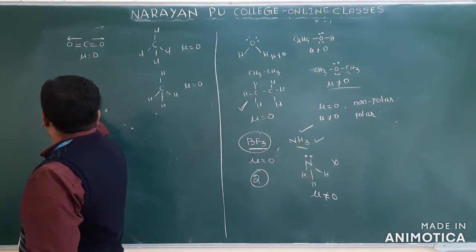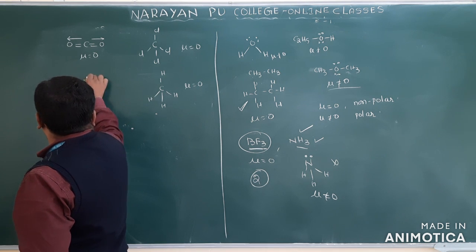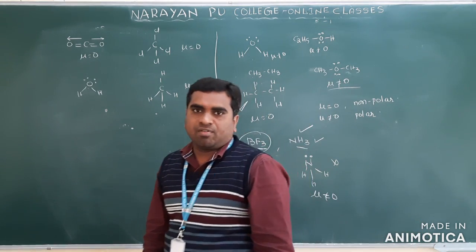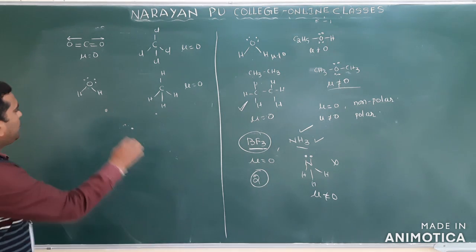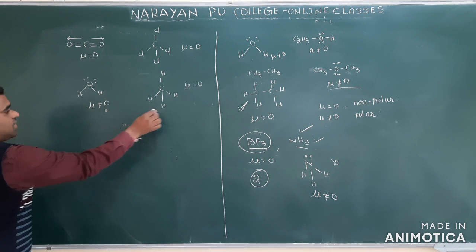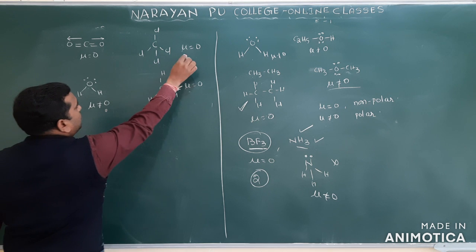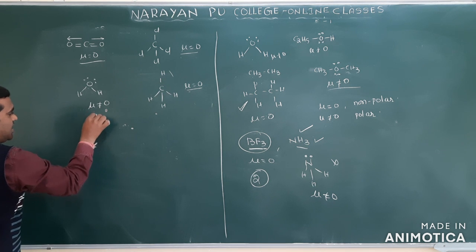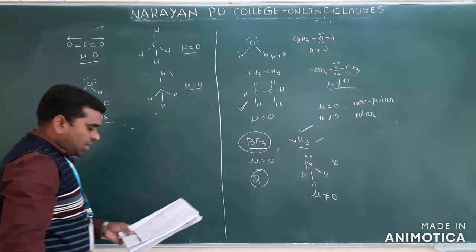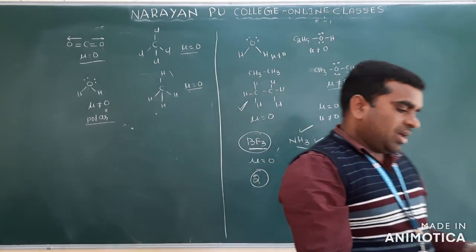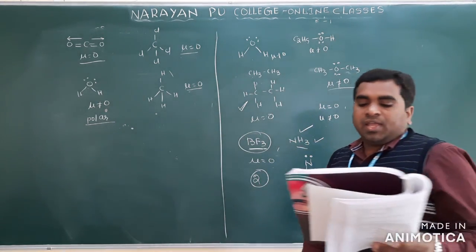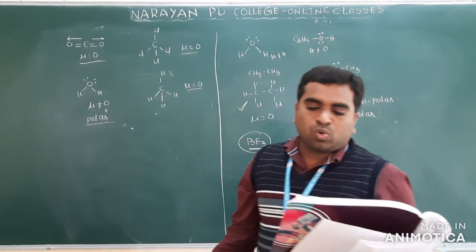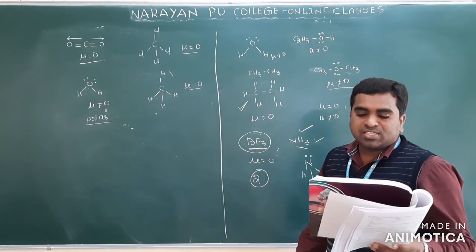In the same way, H2O, the water molecule: oxygen is forming 2 bonds, so how many lone pairs does it have? 2 lone pairs. It is not a regular geometry, so mu is not equal to 0. For the other three molecules, mu is equal to 0, so they are non-polar, and this one is polar. So that is your option. Clear?